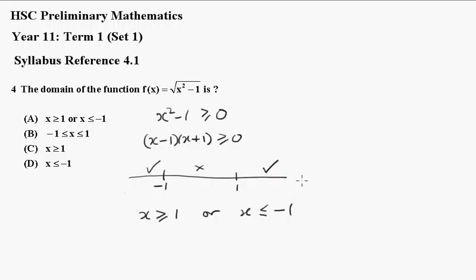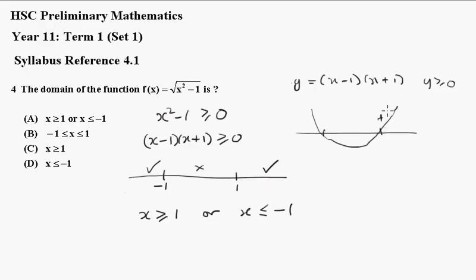Now another way you can do it, when we do the parabola it'll be a little bit clearer, but we can actually draw, let y equal this, (x minus 1)(x plus 1), and then just draw a little parabola like that. And here we're saying this has got to be greater than 0. So y has got to be greater than or equal to 0. So this means these values here. And of course those x values will give those positive y values.